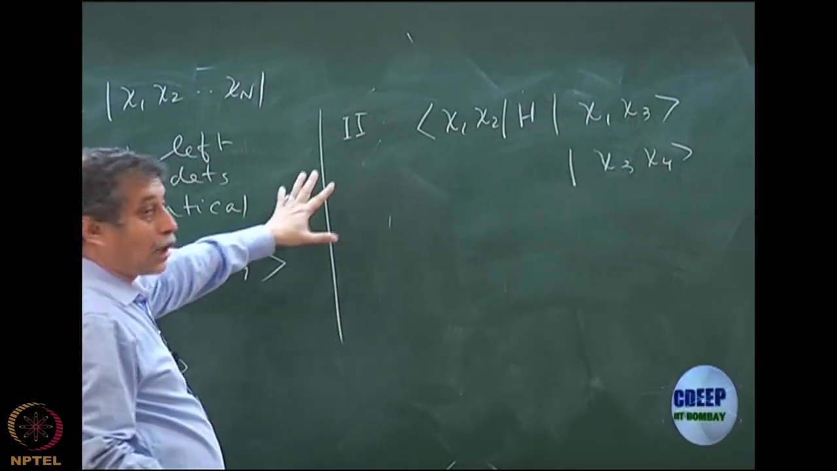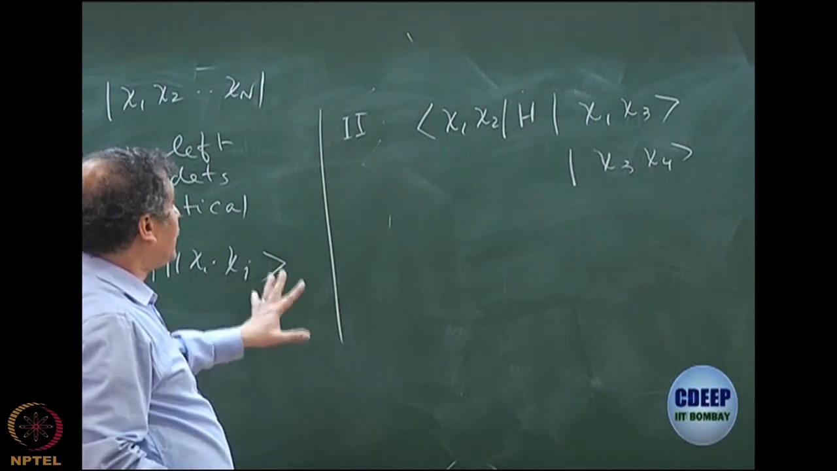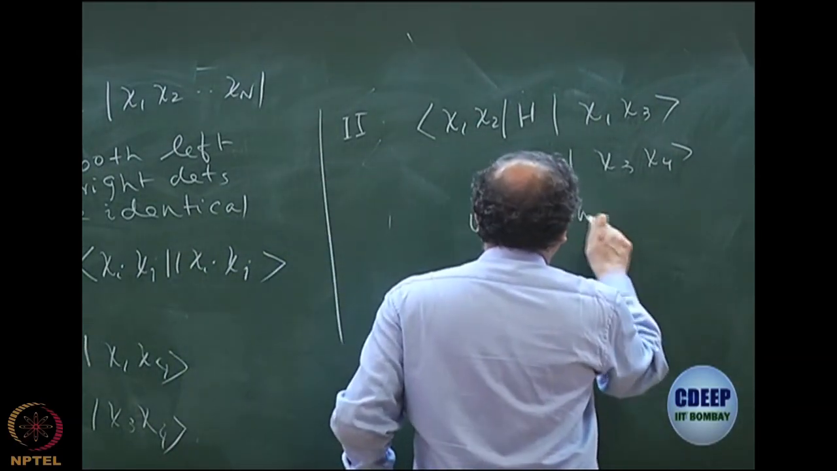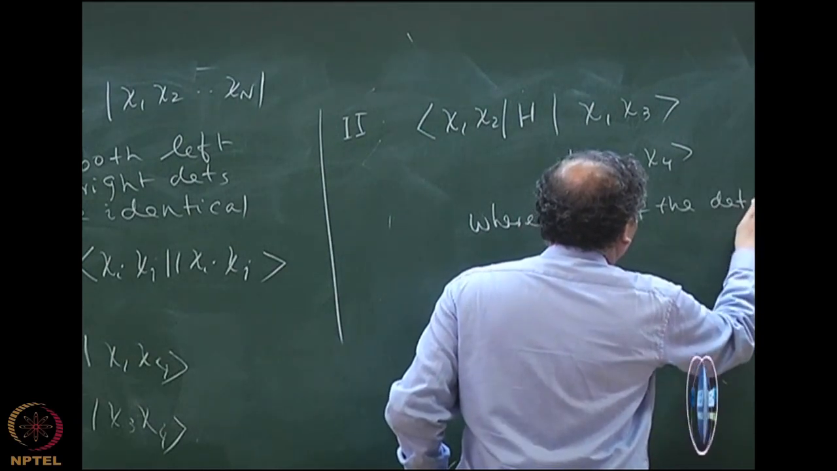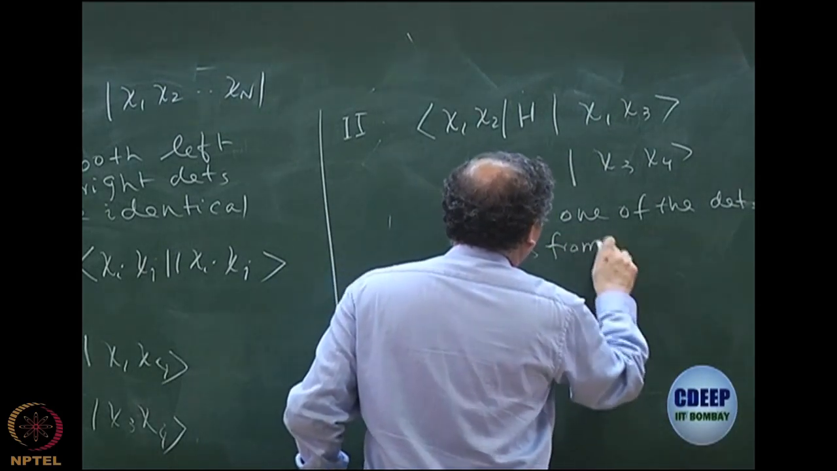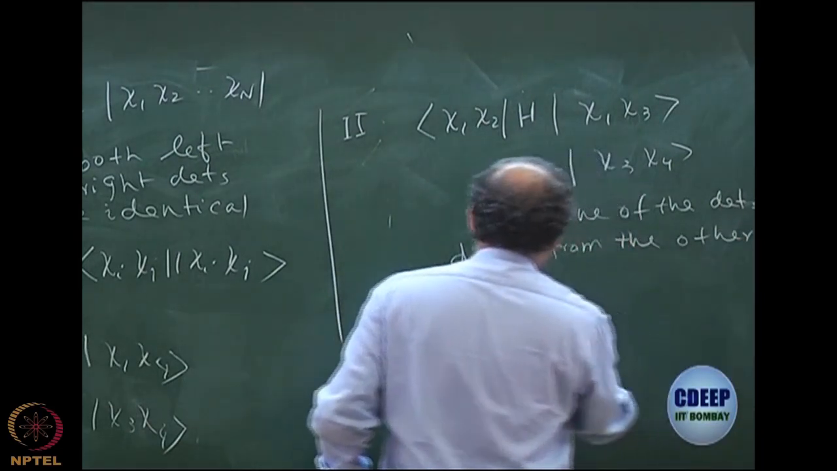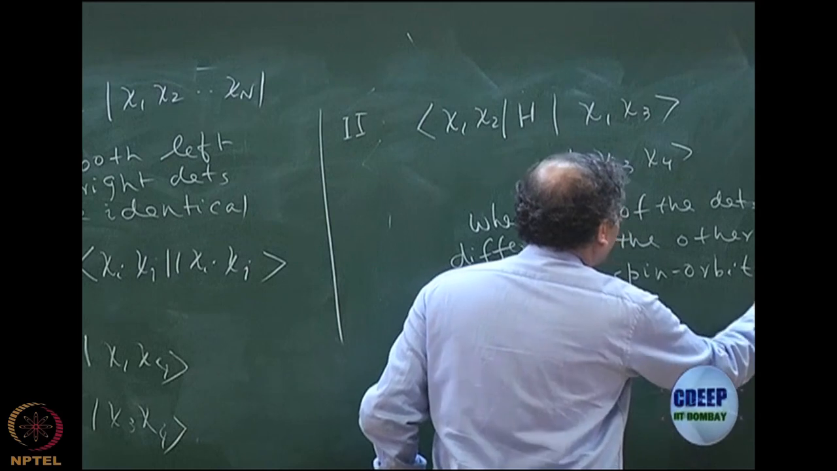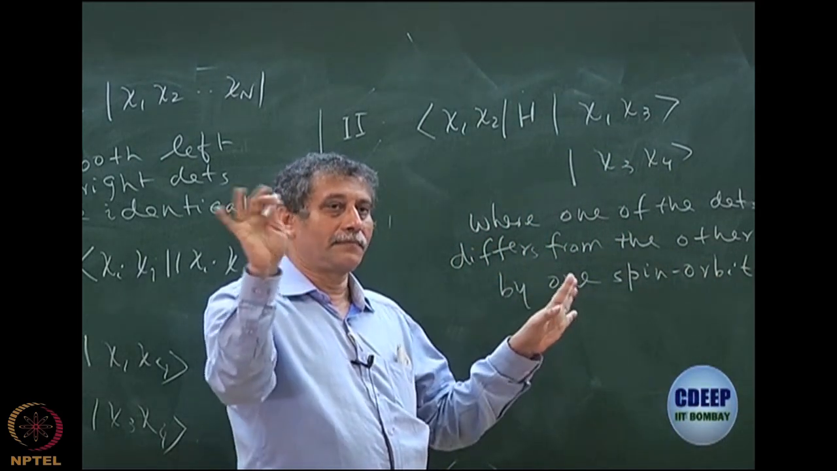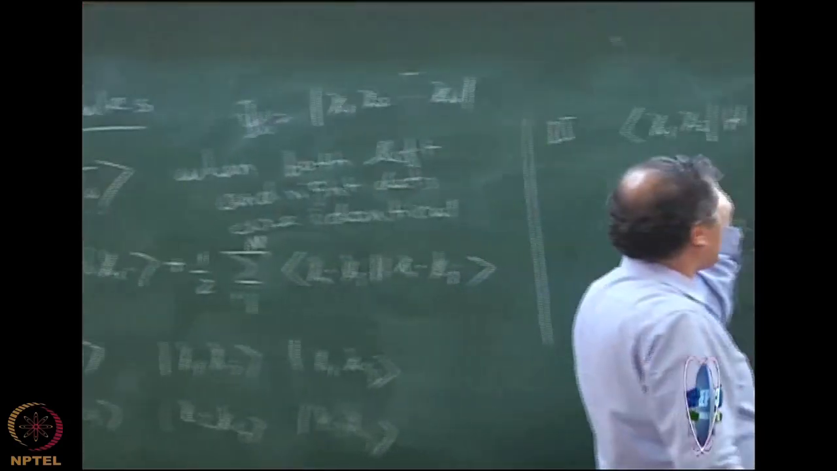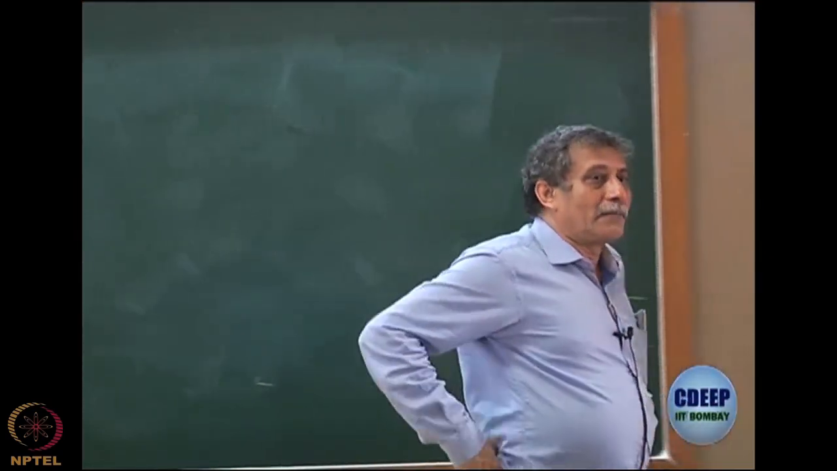So, Slater of course found out all the rules. The Slater rules essentially can tell you all possibilities. So, type 2 is a possibility where one of the determinants, either left or right, does not matter, differs from the other by one spin orbital. That is, the occupation of the spin orbitals in 2 determinants are identical except one. I hope I am clear. Like here, there is no difference between left and right because they are identical determinants. So, I am now looking at a type 2 where one of the determinants, either the left or the right, differs from the other by one occupation.